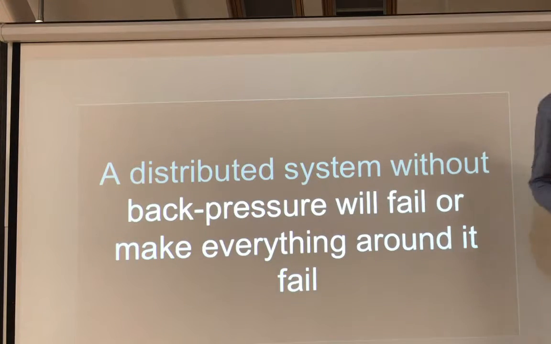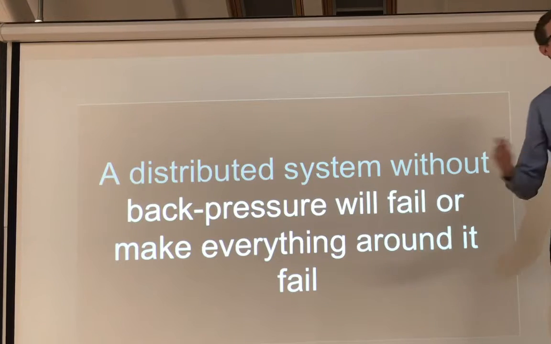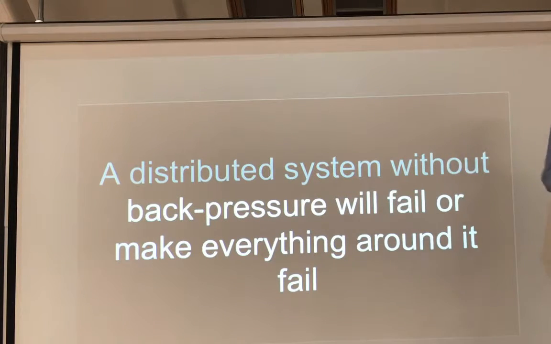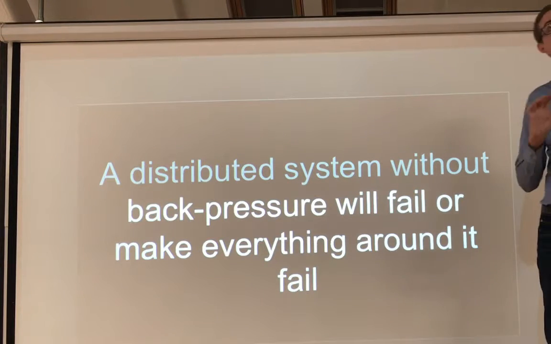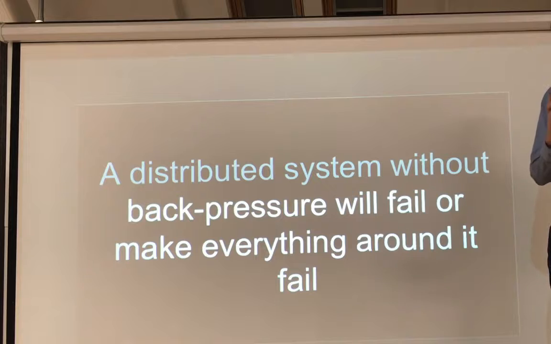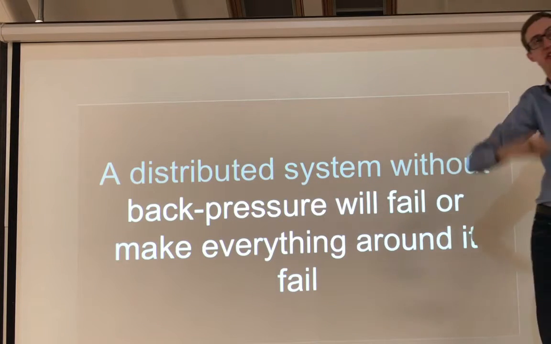A distributed system without back pressure will either fail or it will make everything around it fail. So we can't just assume that your system will be able to process requests at any rate that they might come in. So maybe you have 1 request per second and you can handle that. But when it comes up to 10 requests per second, you can no longer deal with those 10 requests per second. You've got to think, what's the consequence when your process can't deal with 10 requests per second? What knock-on effects does that have to other processes around you?